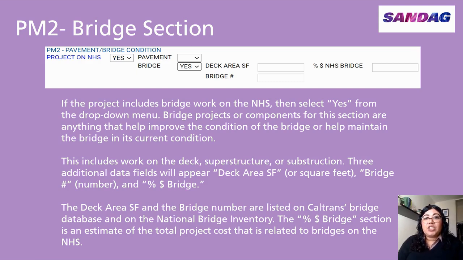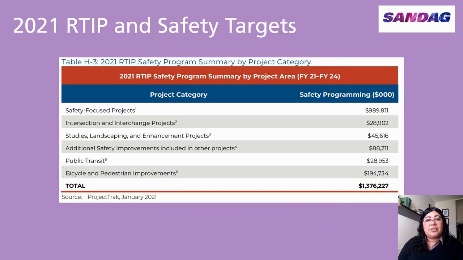The deck area square feet and the bridge number are listed on the Caltrans bridge database and on the National Bridge Inventory. The % bridge section is an estimate of the total project cost that is related to bridges on the NHS. This information is used to demonstrate to the Federal Highway Administration that the RTIP is designed in such a way that it supports the achievement of adopted performance targets.